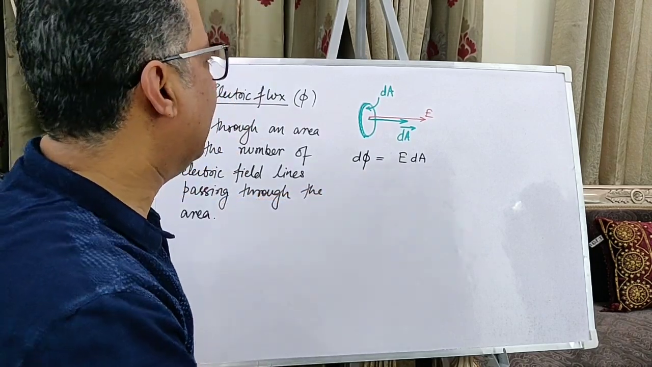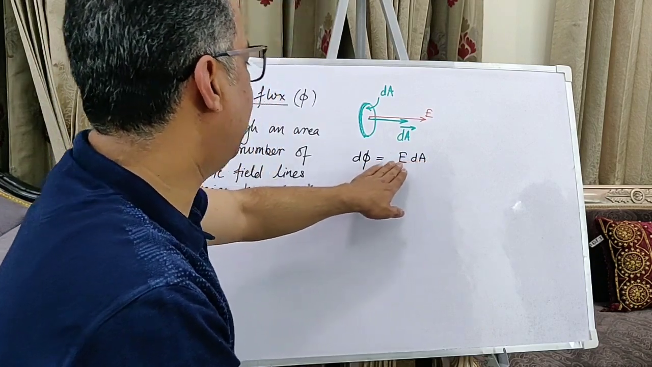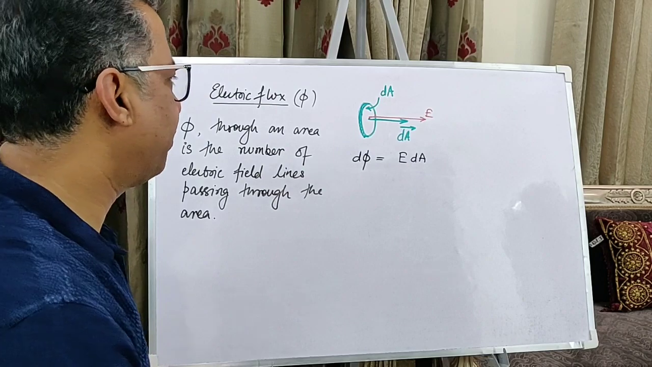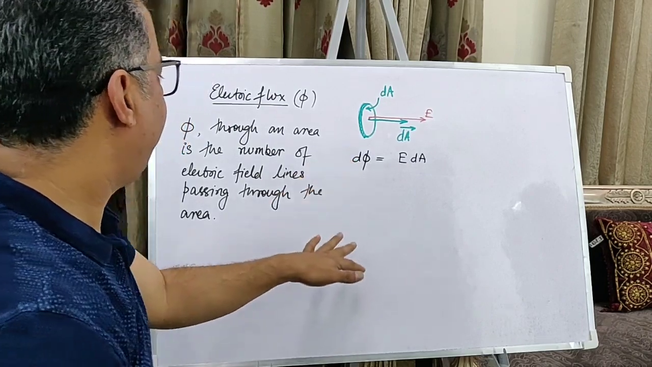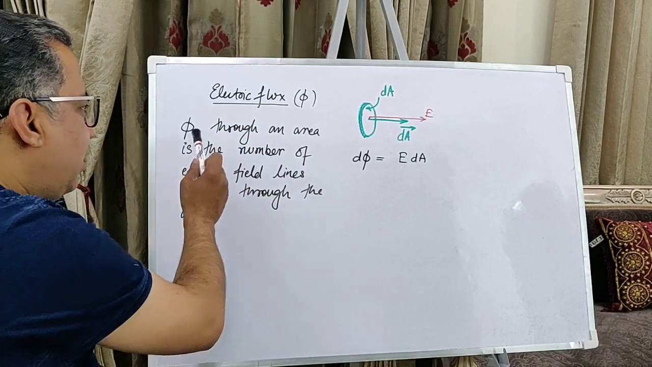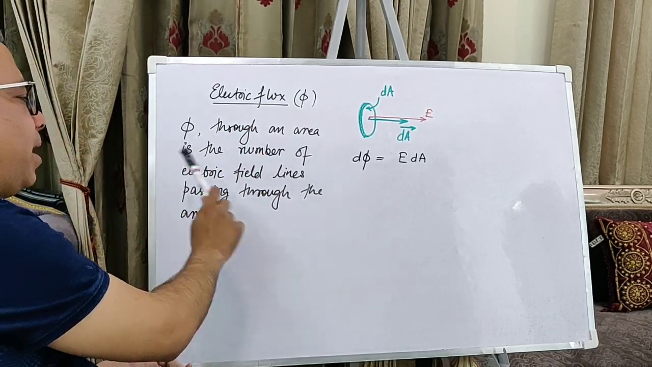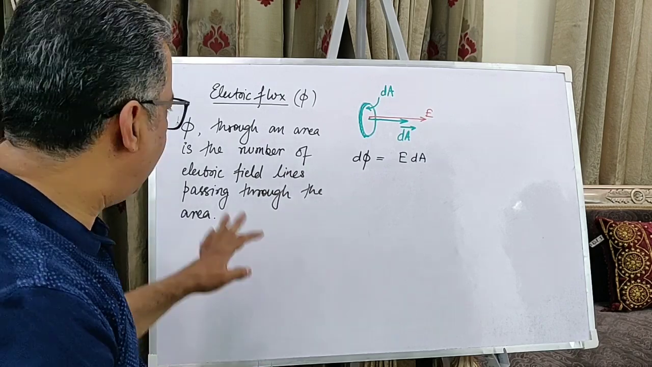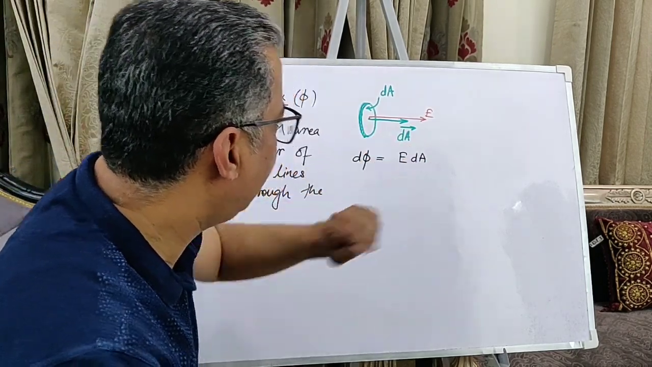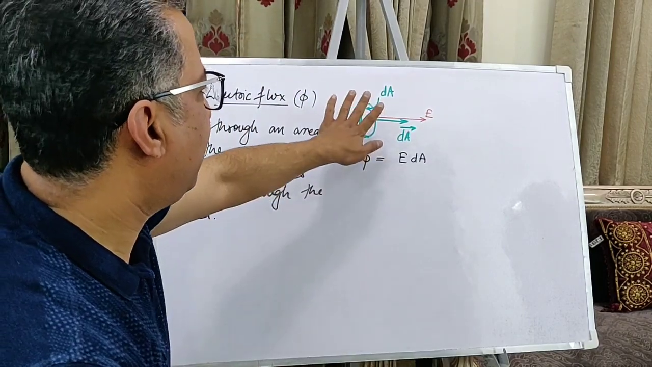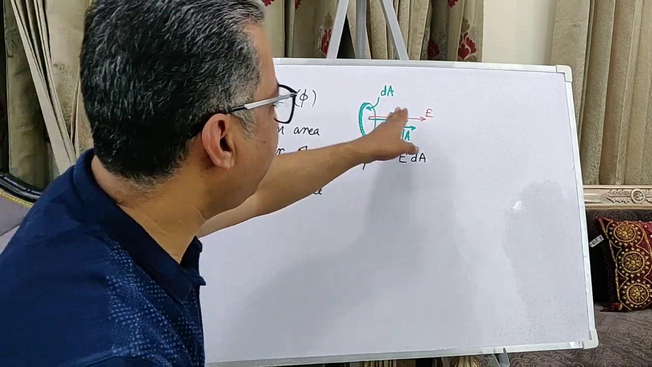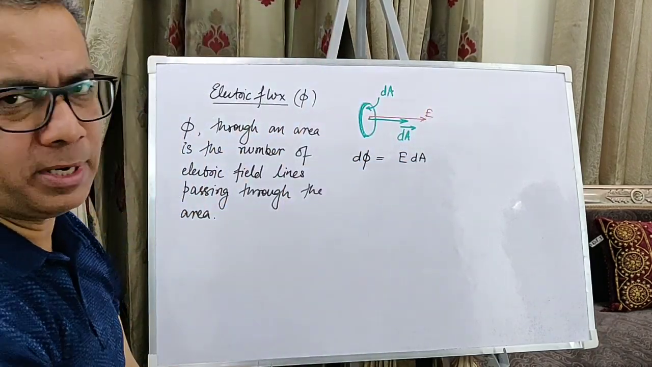Very simple. Of course, this was a simple case because the field was perpendicular to the area. As far as the definition of flux goes, the number of field lines passing through an area, this is a simple description. Now, what if the electric field is not normal to the area?